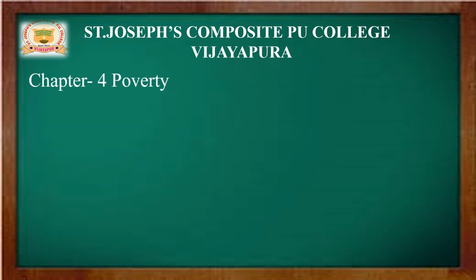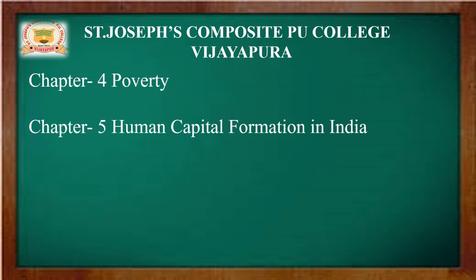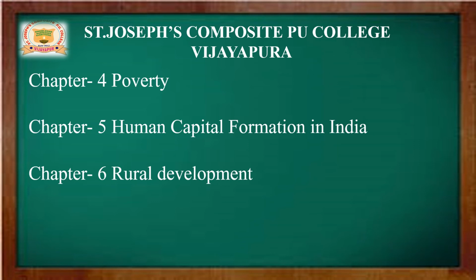In chapter number 4, we'll discuss poverty. In that we need to learn what poverty is and what the causes of poverty are. While coming to chapter number 5, we'll see human capital formation in India. That means education as well as health, which are the two parts of human capital, how this human capital was formed in India, and how it contributed to India's development. That we can discuss in chapter number 5.